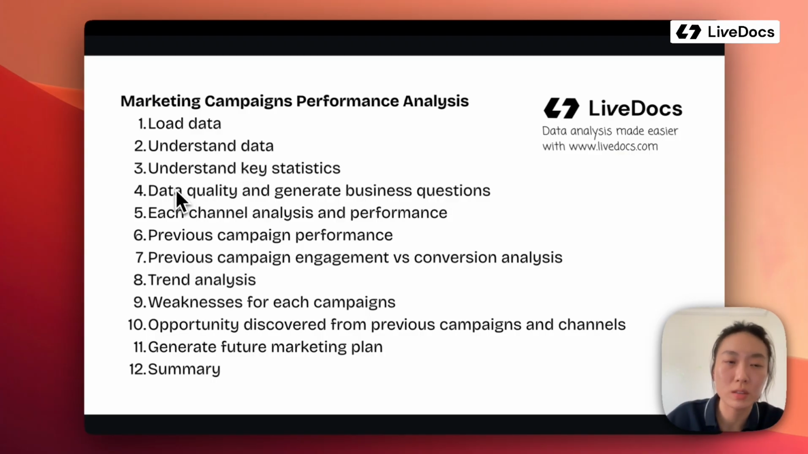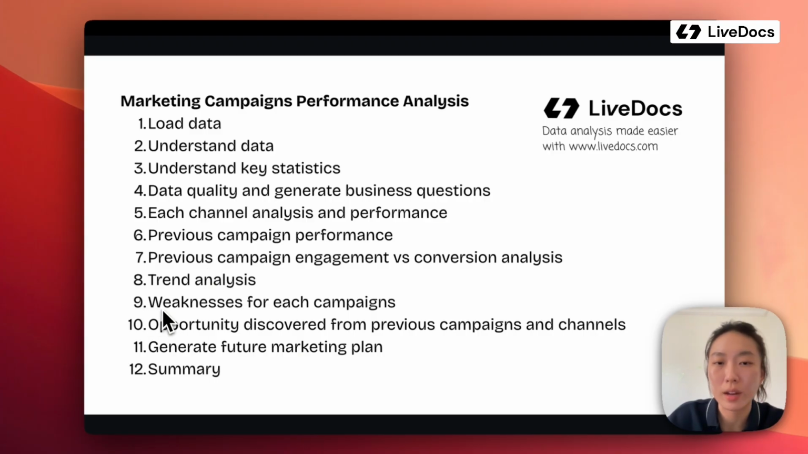And then next, we're going to understand how's the data quality, and then generate some of the business questions that are important for this case. We are going to analyze the performance for each channel we are using, for example, LinkedIn, Instagram, Facebook, or which one is the best according to the previous result. And then next, we have organized previous campaigns before, so we are going to analyze the performance for each campaign. And next, the engagement and conversion analysis for each of the campaigns that we've organized. And number 8, we have to understand the trend analysis.